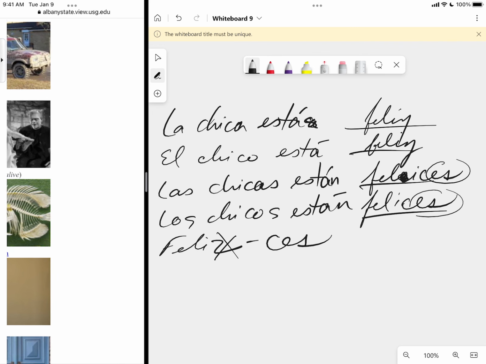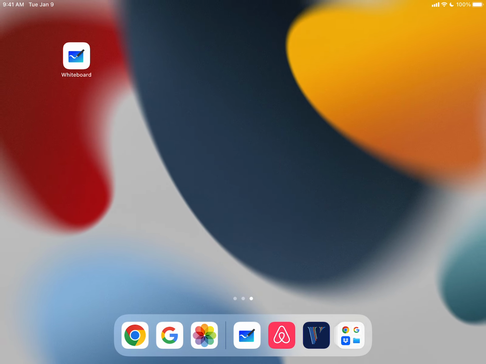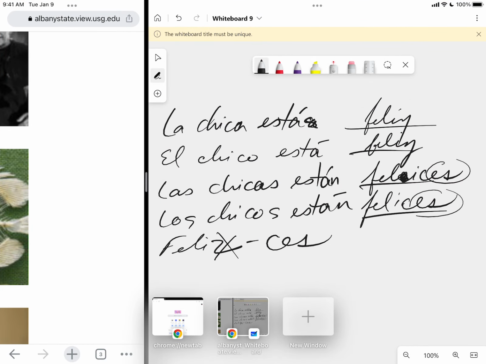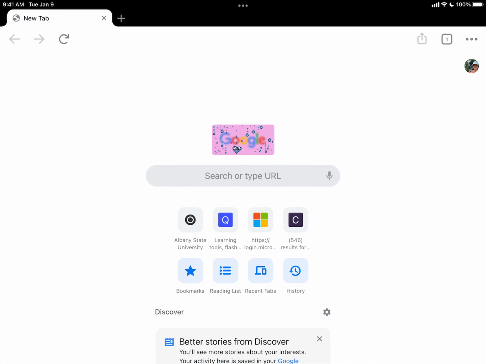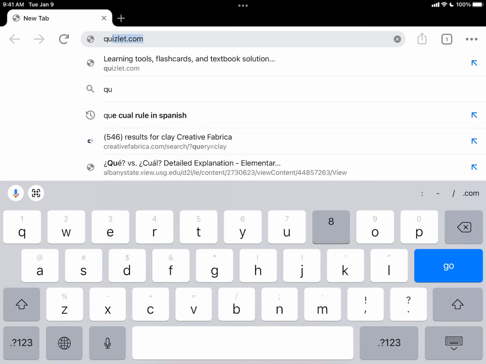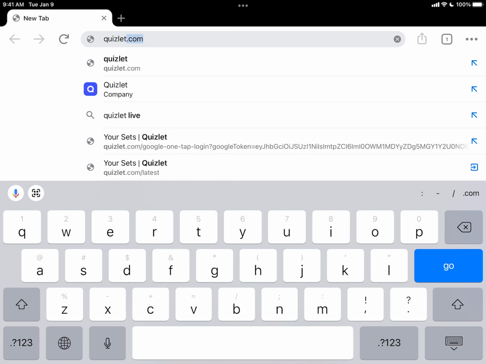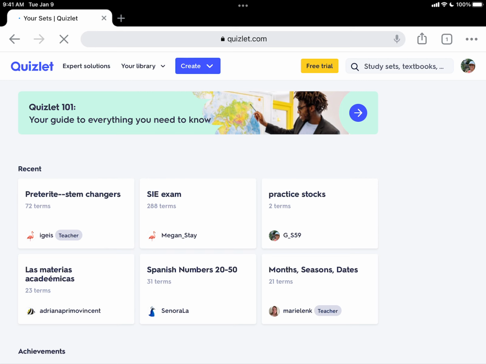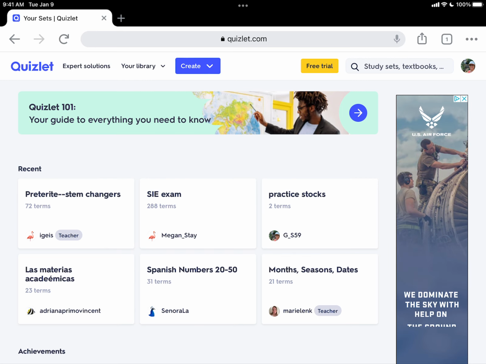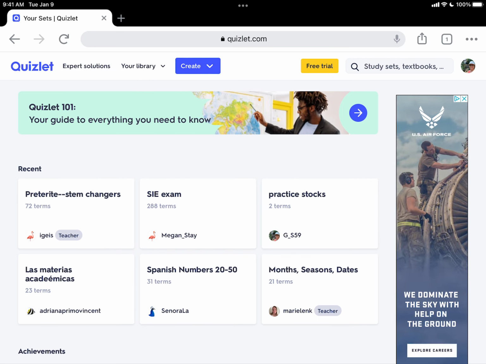What's a really good website that I would recommend to practice these? I absolutely love Quizlet.com. Let's see, I thought I had pulled this up. If you go to Quizlet.com, sorry, it's not pulled up. I must have closed that tab. This is a free site. You can set up an account for free, and you can create your own flashcards if you want to memorize these words, but you don't have to.